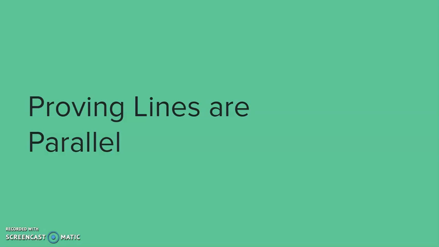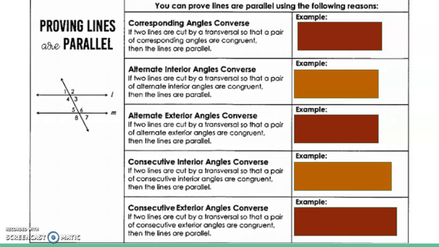Using our angles that are formed by our parallel lines and our transversal, we can also prove that lines are parallel. So we're sort of going the opposite direction this time. When we do that, we're using the converse of each type of angle. So the converse, if you remember, is that we are switching those terms.